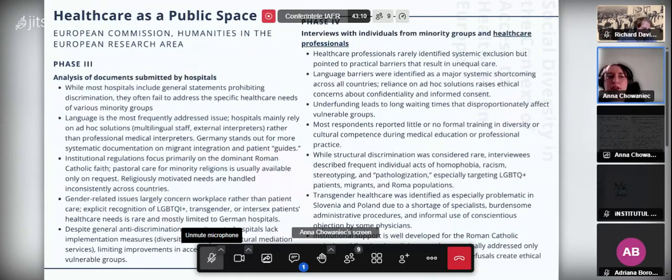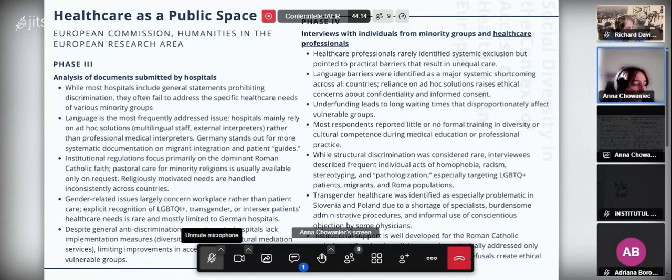The findings of the next two phases. When we analyzed the documents submitted by the hospitals, most hospitals included general statements prohibiting discrimination. So very general statements. And they didn't necessarily address the specific healthcare needs of those various minority groups. Language was the most frequently addressed issue. Even still, the hospitals relied on ad hoc solutions. So multilingual staff, a list of interpreters, an interpreters pool, rather than professional medical interpreters, and that was included in the documentation. Germany stood out as one that had some more systemic documentation on migrant integration.